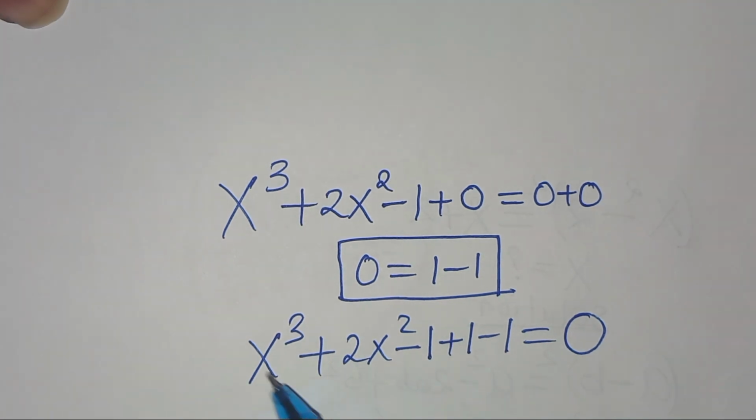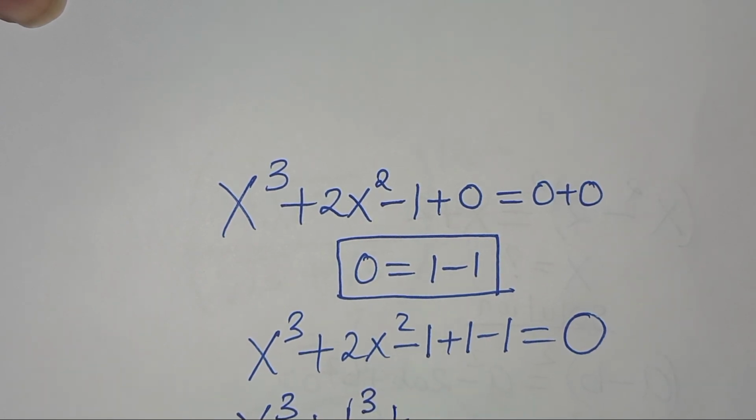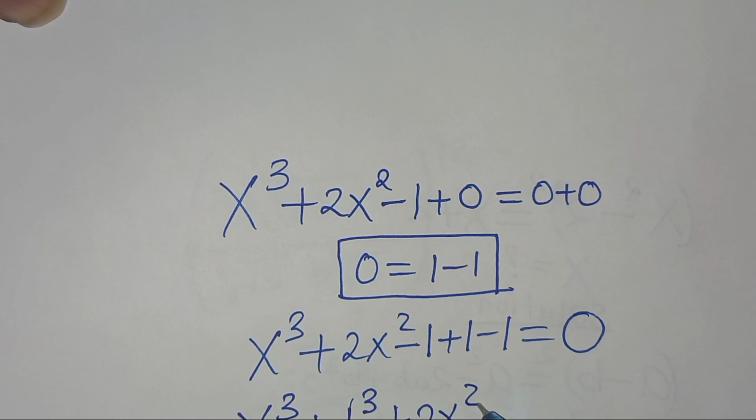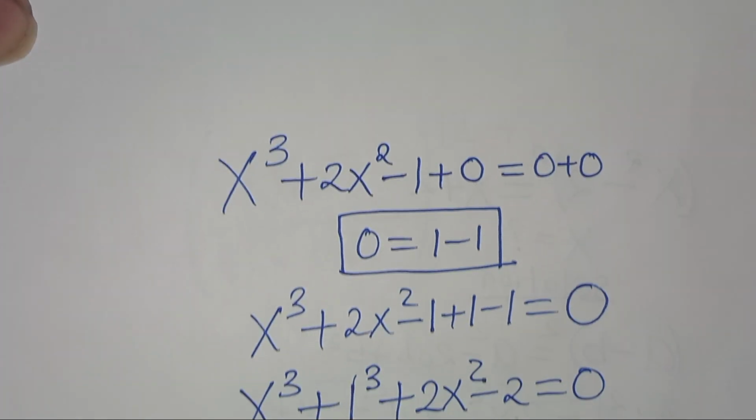Now, this implies that we can express x to the power 3 plus 1 as 1 to the power 3, then plus 2x squared. Okay? We have minus 1, minus 1. This is minus 2. This is equal to 0.